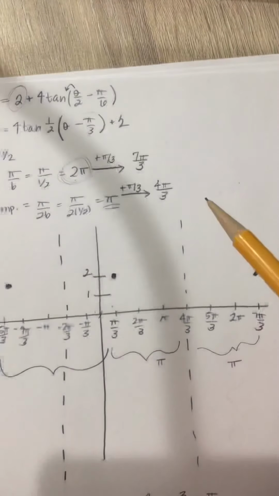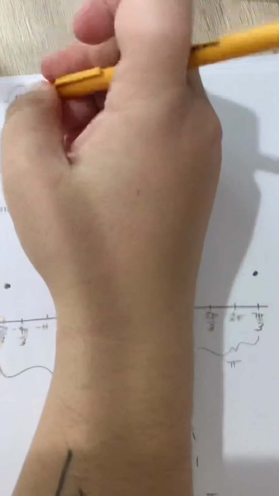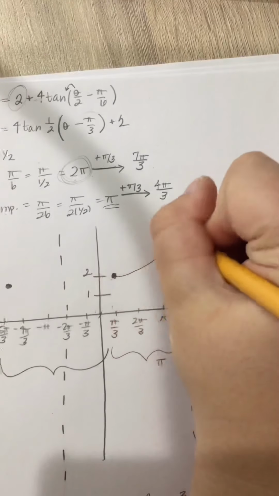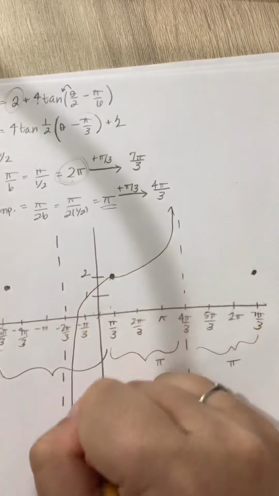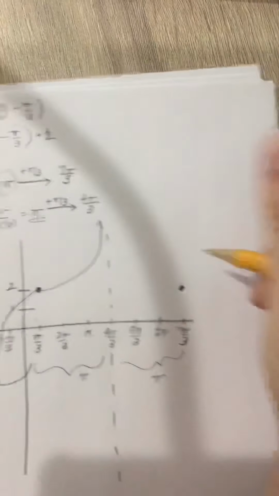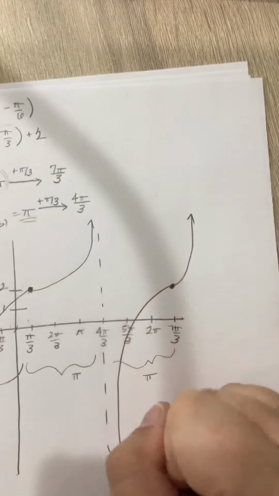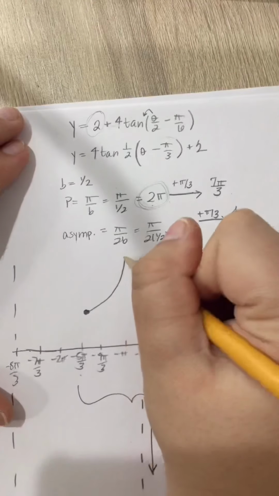Okay, now this is a positive tangent function, which means we have no negative right there. But if we did, we'd flip this. So now all you do is make sure you're as close to your asymptotes as possible without actually touching. So there's one, and here's another one, and then here's your next one.